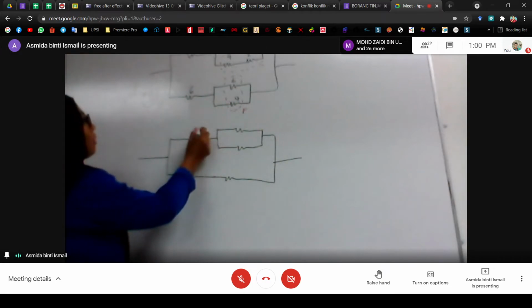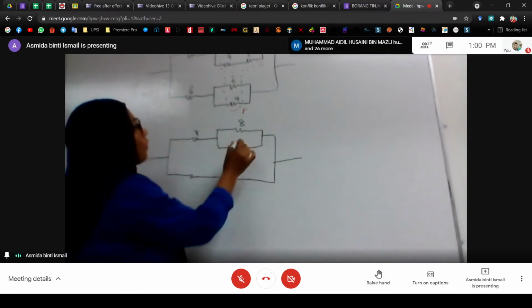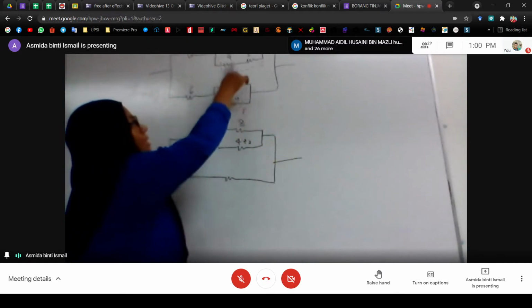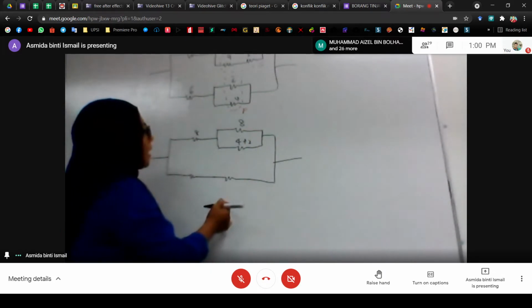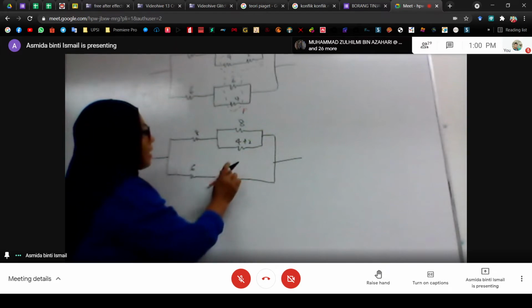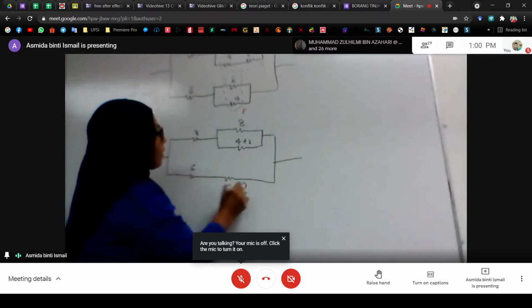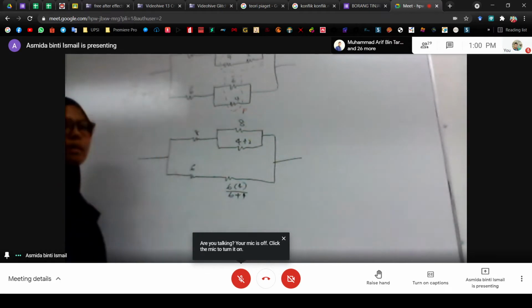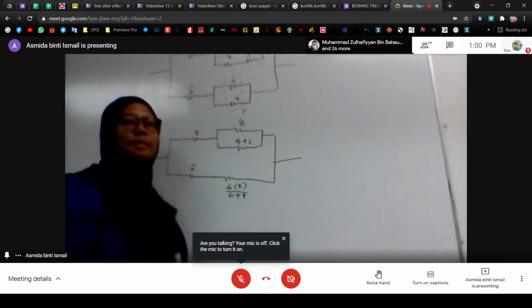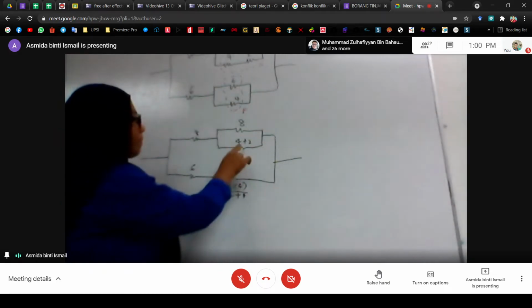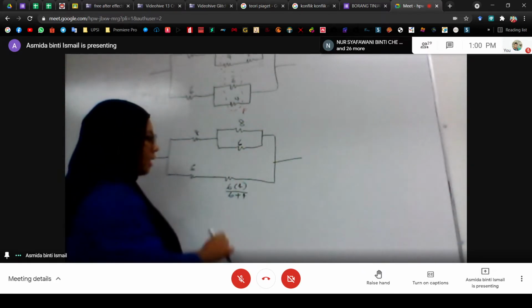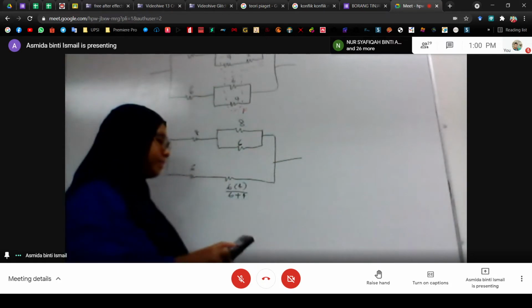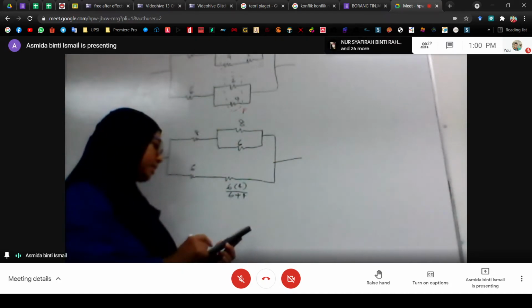So here is a 8 and then this is 8. This is 4 plus 2, because it's series. And this is 6. This here, this is 6 times 4 over 6 plus 4. Why? Because this is parallel. So 4 plus 2, this is 6. Okay? So here, point 4.